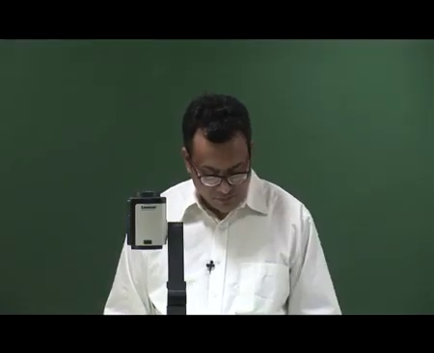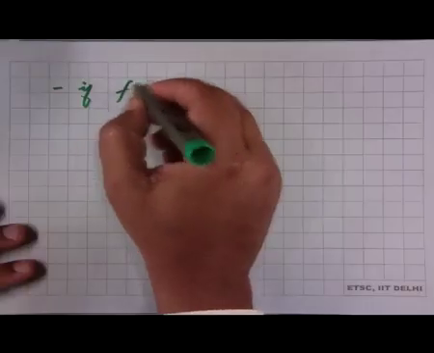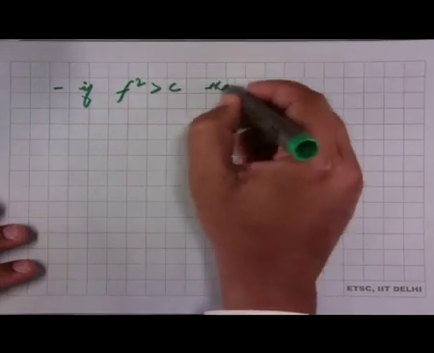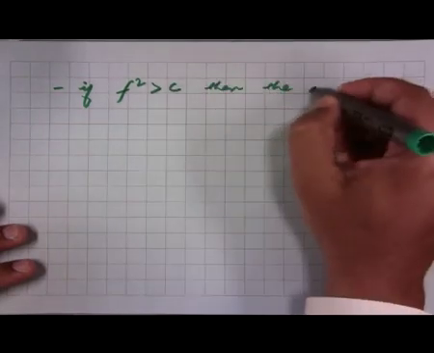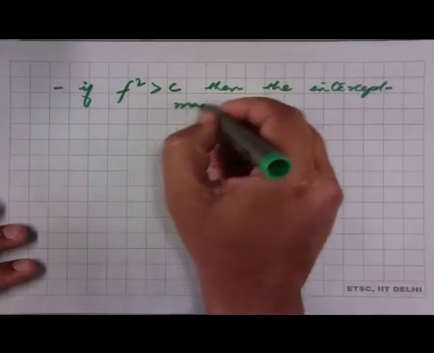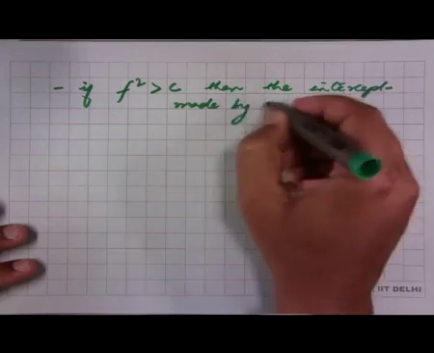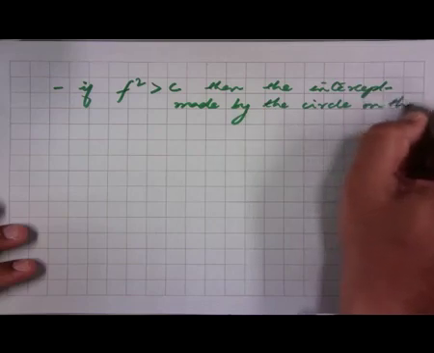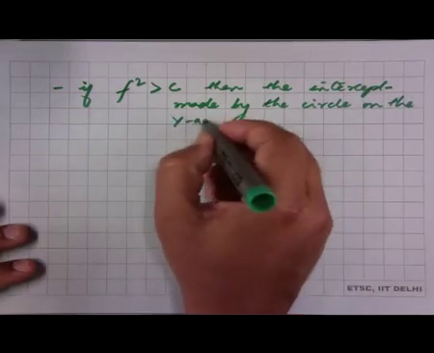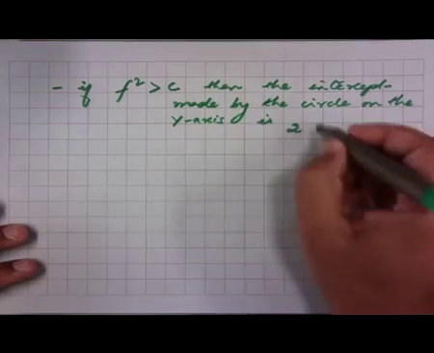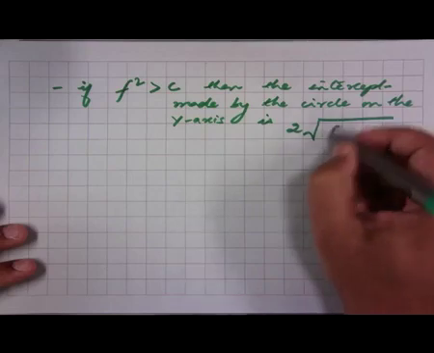And similarly, it is left as an exercise for you to show that if f square is greater than c, then the intercept made by the circle on the y axis is 2 times square root of f square minus c.